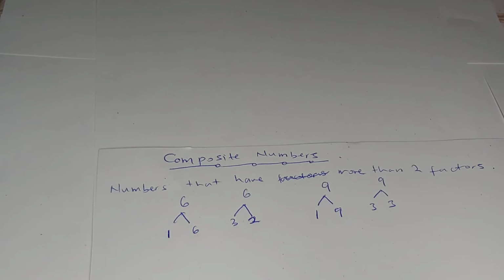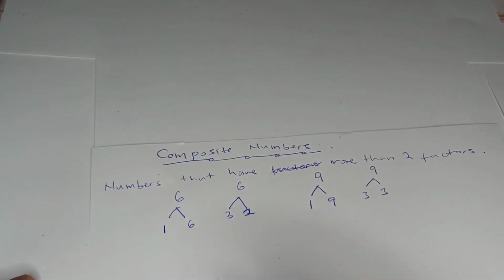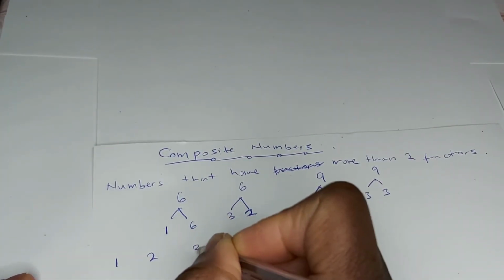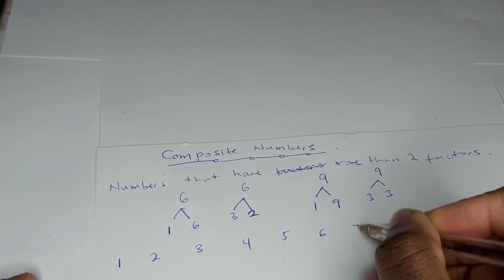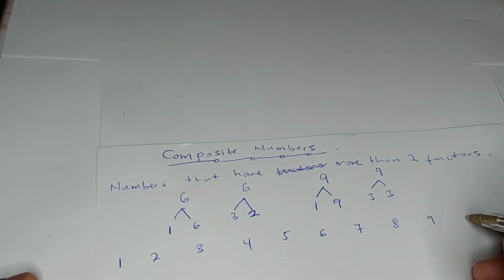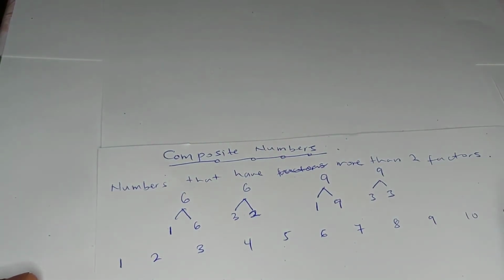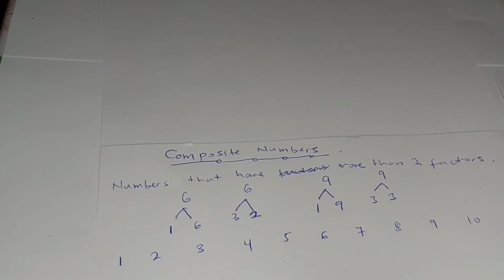So now let's write some numbers and then let's do this example. Let's write some numbers and then try to select which of them are prime numbers and which of them are composite numbers. Let's say 1 to 20. Okay, so 1, 2, 3, 4, 5, 6, 7, 8, 9, 10, 11, 12. Okay, up to 12.